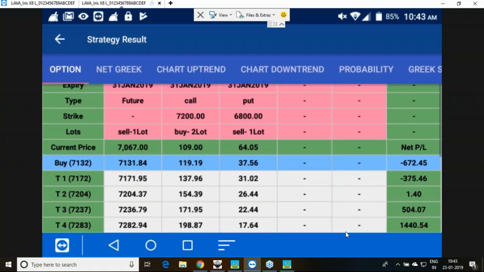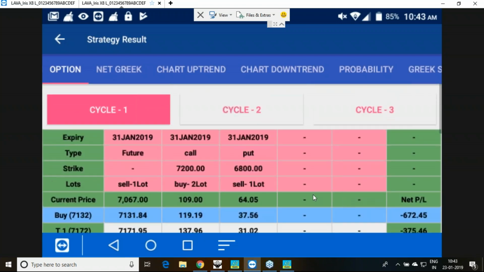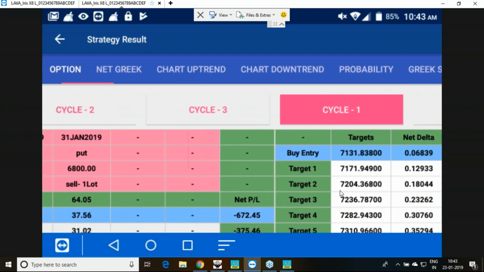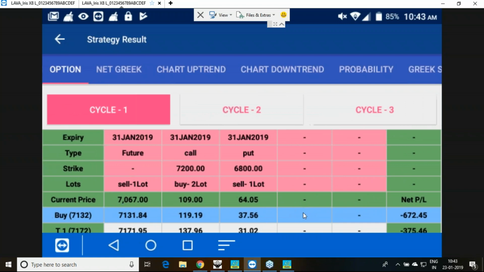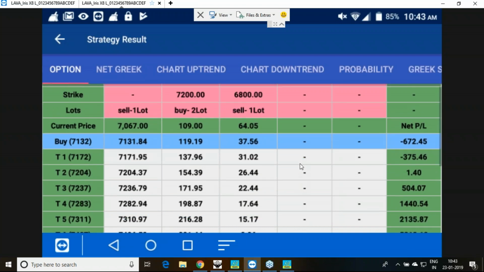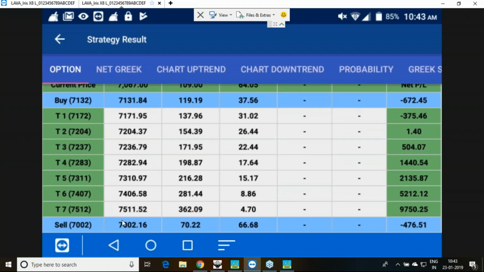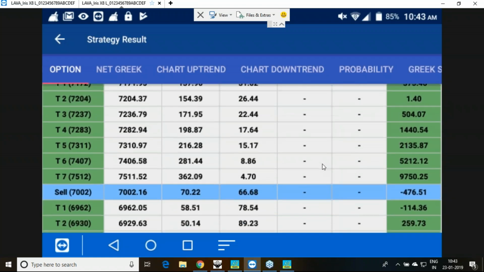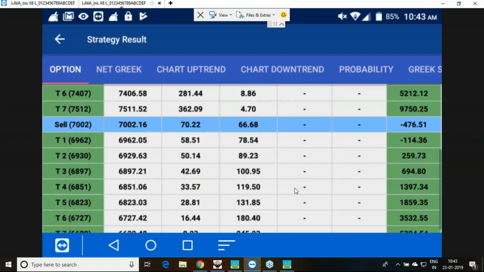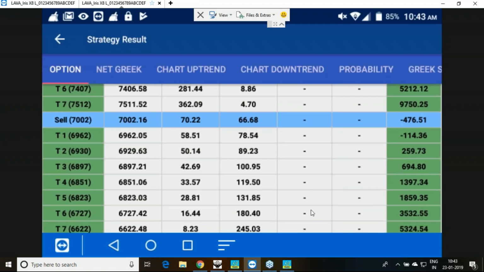So here too you can see all the strategies given in detail. We are in cycle 1, and you can see the net profit at 7132. Since I have slightly changed the IV, it is giving me a slightly different result. At the 7,500 level I'm making 10,000 profit, and at the 7,200 level I am at a neutral point. And once I go for the downtrend, the 6,800 level which I have expected, there also I am making a small profit.